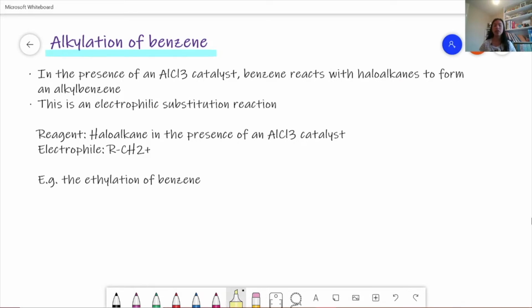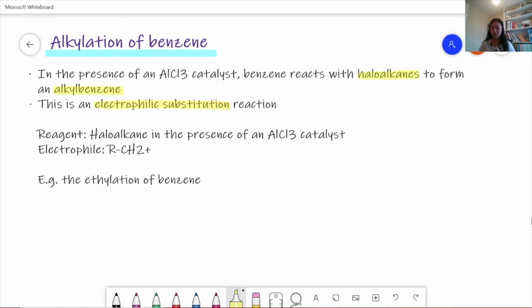So in the presence of an aluminium chloride catalyst, benzene will react with haloalkanes to form alkylbenzenes. So just benzenes with an alkyl group. And this is an example of an electrophilic substitution reaction. And the reagent we use is a haloalkane in the presence of an aluminium chloride catalyst, and the electrophile is the RCH2+ group.